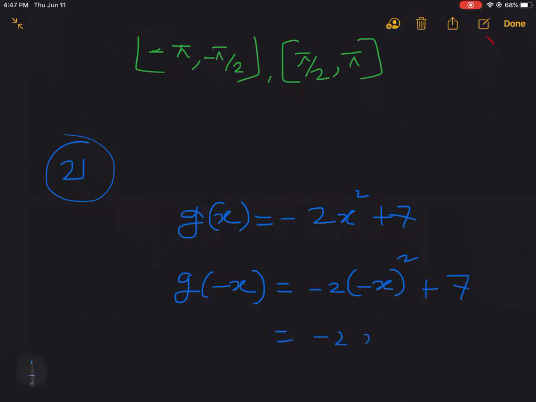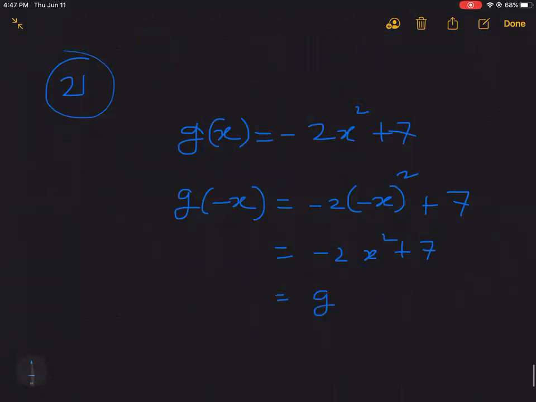Negative x squared will still be x squared, so we get 2x squared plus 7. This is exactly the same thing as g of x. So even though we have replaced x by negative x, we are getting the same result. It's even.